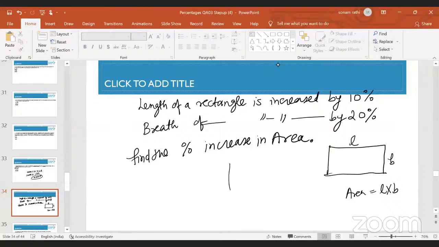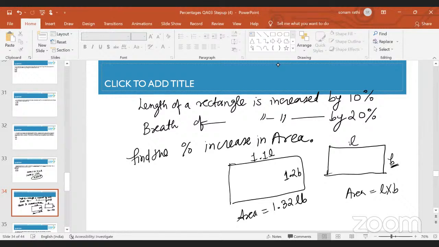Now the question is saying length is increased by 10%. So L will become how much? 1.1 L. And breadth will become how much? 1.2 B. Yes or no? Yes. Okay. So what will be the area now? 1.1 L into 1.2 B, that is 1.32 LB. So earlier it was LB, and now the new area will become 1.32 LB. Correct?